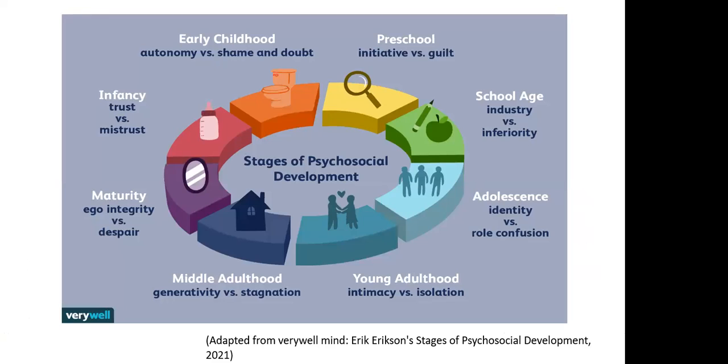Erikson maintained that personality develops in 8 stages of psychosocial development from infancy to adulthood. During each stage, the person experiences a psychosocial crisis which could have a positive or negative outcome for personality development. Let's go one by one.